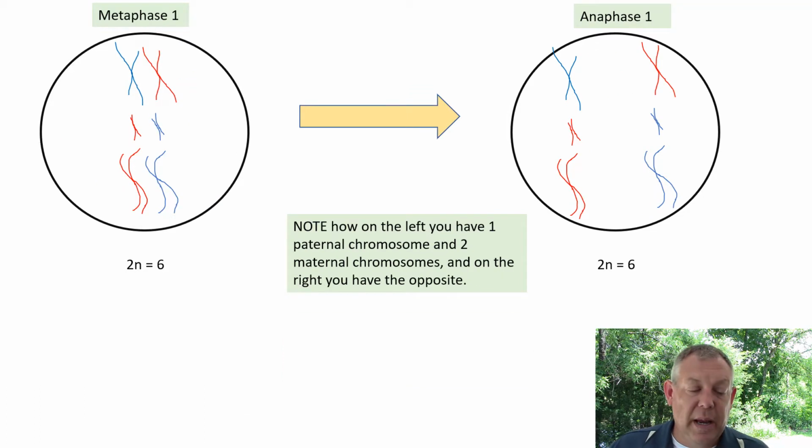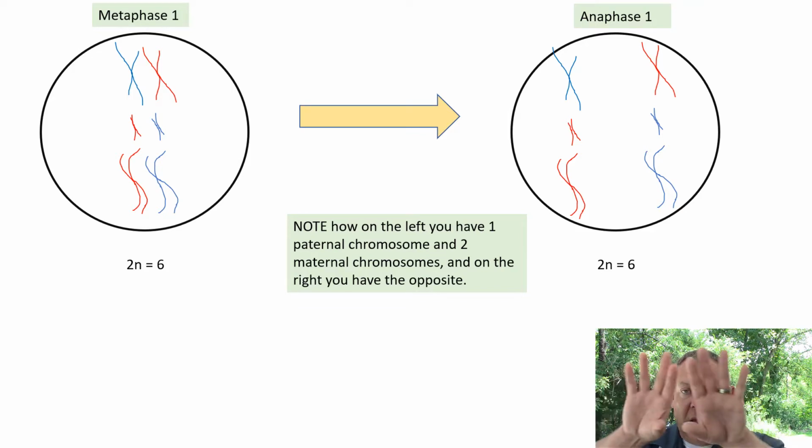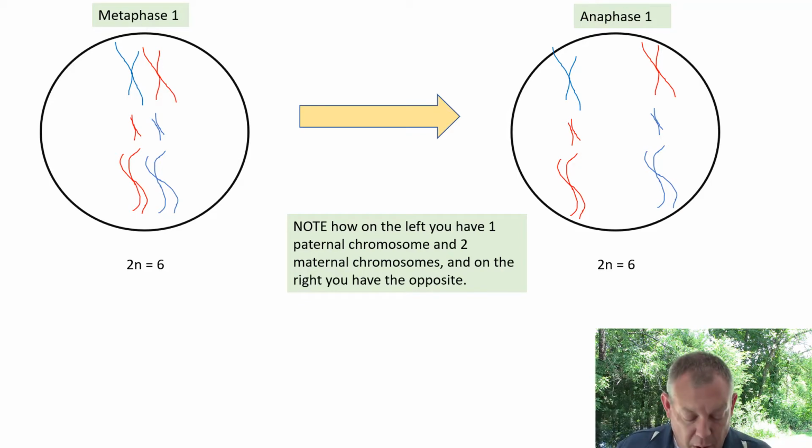Okay, so again, we've got metaphase 1 on the left here, and then during anaphase, they get separated. Anaphase 1 is where we separate these homologous chromosomes. Notice how on the left, in anaphase 1, you've got a paternal chromosome and 2 maternal chromosomes, whereas on the right, in this anaphase 1 cell, you've got 1 maternal chromosome and 2 paternal chromosomes. You see that? We're just separating the blues and the reds here, and pulling them apart in anaphase.